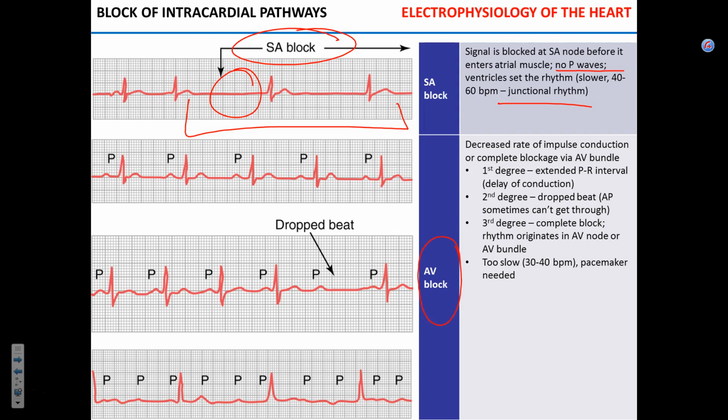So there are several degrees. I'm not going to ask about the degrees. Come on, it's not that serious. Just what happens at the AV block?